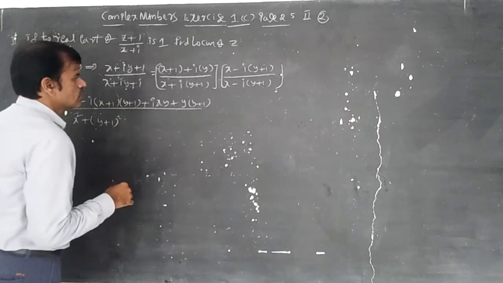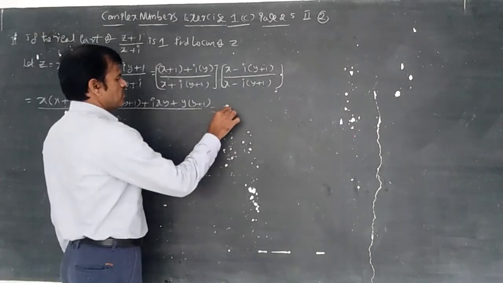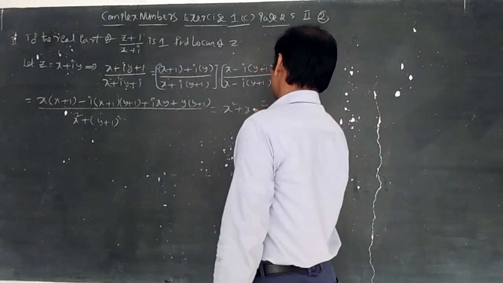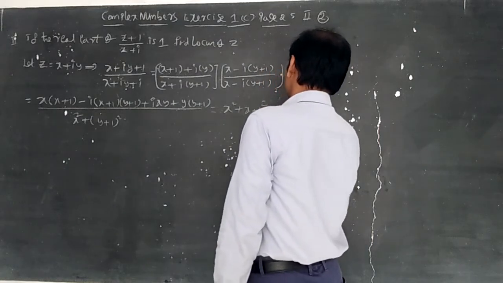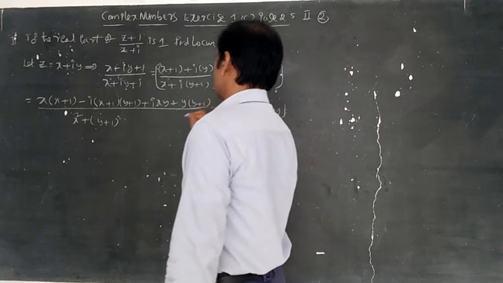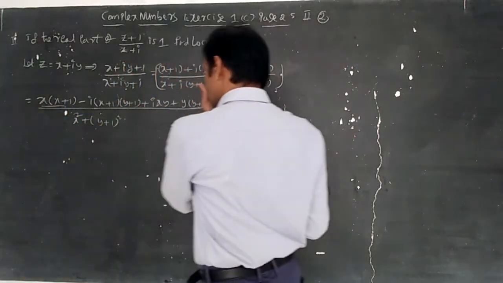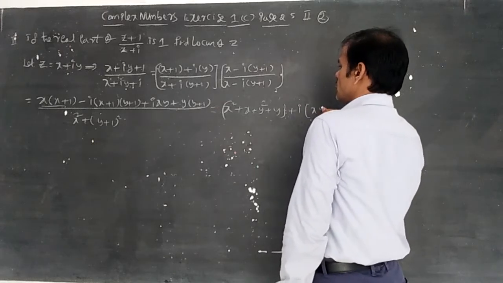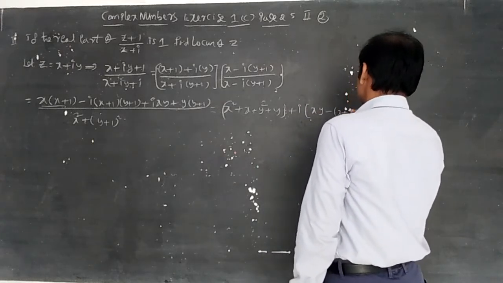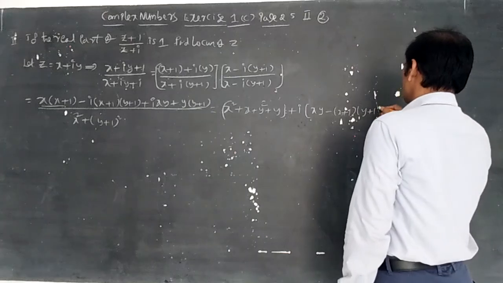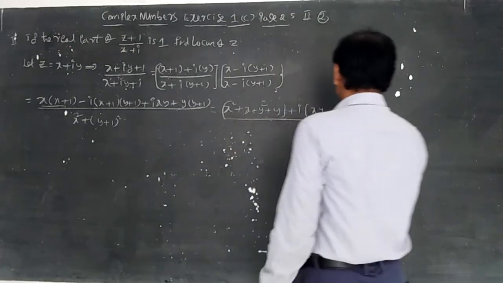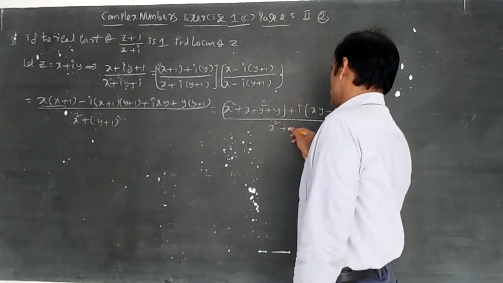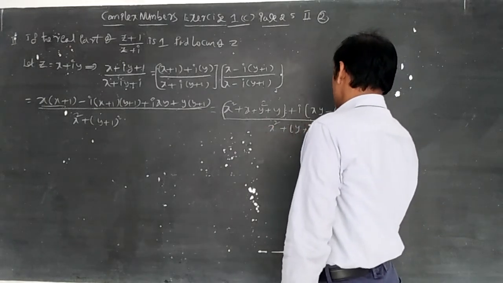In this one, let us write the imaginary part and real part. x square plus x plus y square plus y, this one and this one, this is the real part, and plus i taken common, xy minus (x plus 1)(y plus 1), whole by x square plus (y plus 1) whole square.